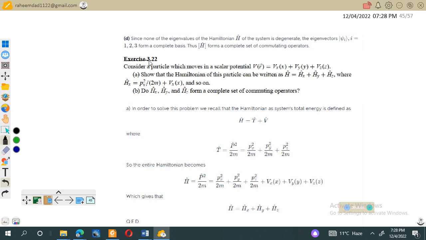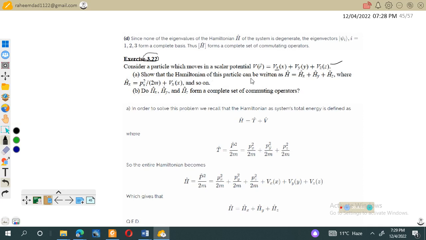In this lecture I will solve problem number 3.22, which is from chapter 3. The statement of the problem is like this: consider a particle which moves in a scalar potential V of r is equal to Vx of x plus Vy of y plus Vz of z.